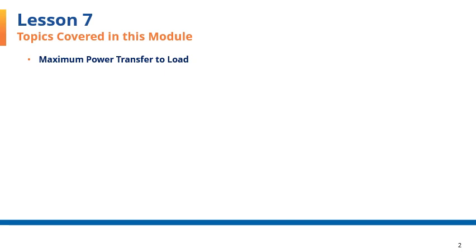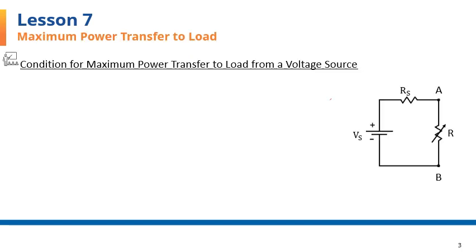This lesson discusses conditions under which a voltage source or a current source transfer maximum power to the load to which they are connected. Consider a voltage source V sub S with an internal resistance R sub S in series with it and a variable load R connected to it.